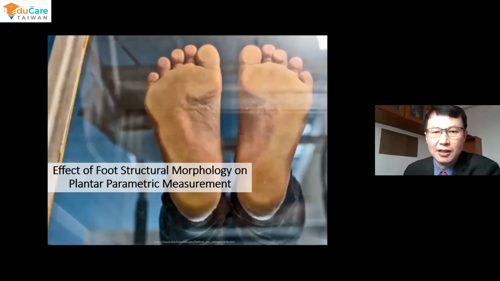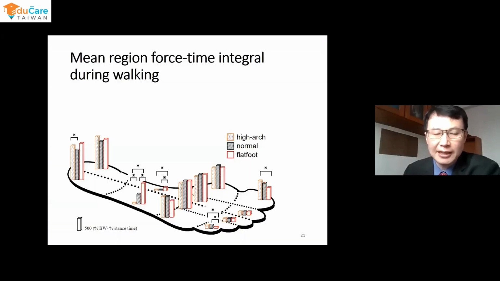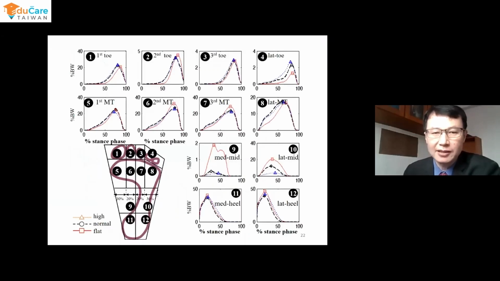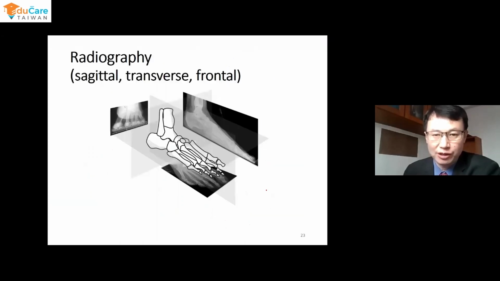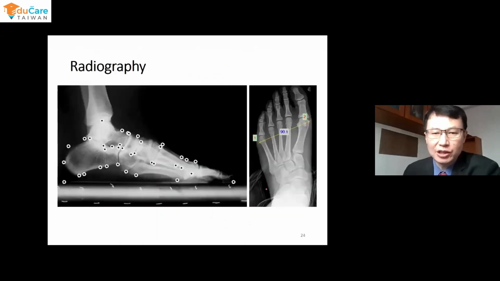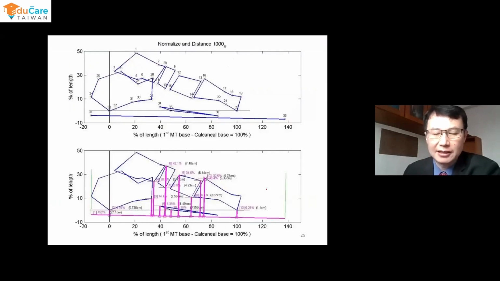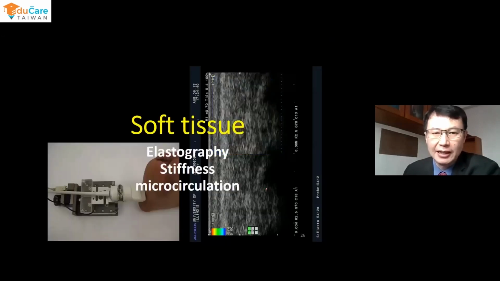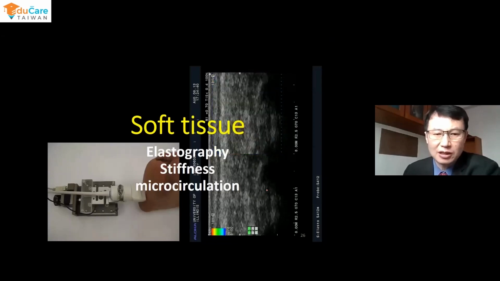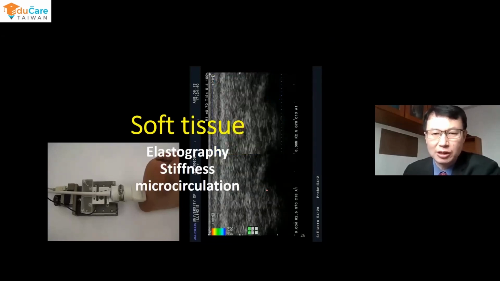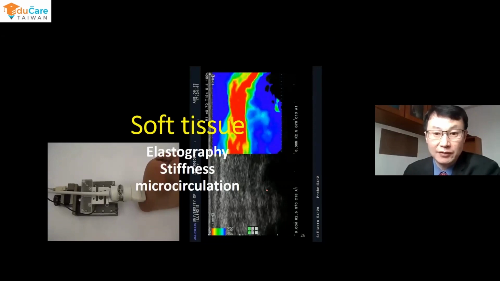This is a normal arch, but sometimes we will get a flat foot or a high arch, and then we can use this to get a similar plantar pressure and divide the different regions. Then we use X-ray to detect the different bones and find the different bone heights. And finally, maybe we can simulate ultrasound to detect the soft tissue stiffness.